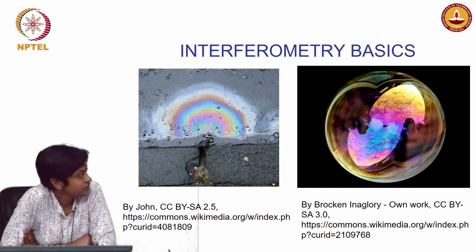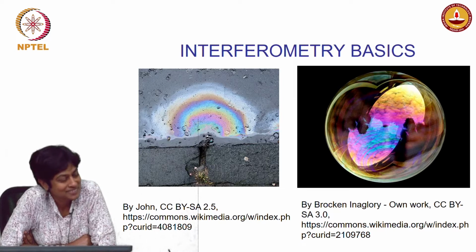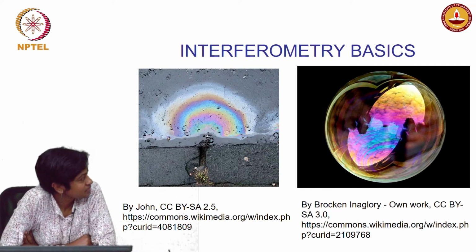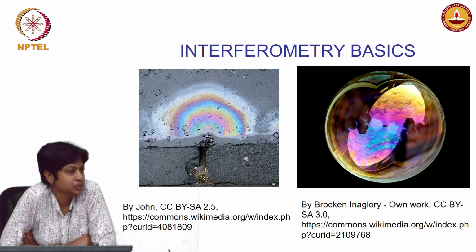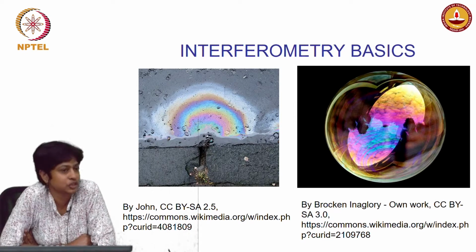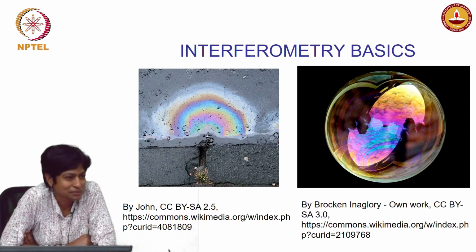Okay, so I have some beautiful pictures up here, right? One is of some oil spill on the road, which you see quite commonly, and the other is of a soap bubble. You see these kinds of images, and I'm sure you can tell me hundreds of other examples where you have noticed them, I hope, because if you haven't, that means you're not being very observant at all. And why do we see these?